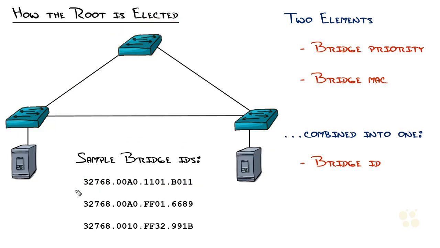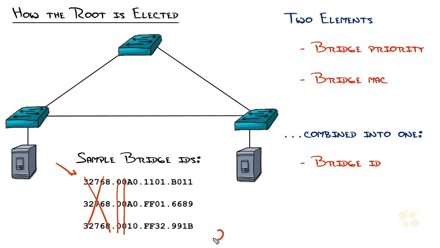Well, first off, how do you figure out which one of these is lower? Well, we know they're all 32,768 by default. We go, okay, that's the same. So same, they got 0. Okay, same, that's the same. Okay, difference. Which one of these is lower, A or 1?